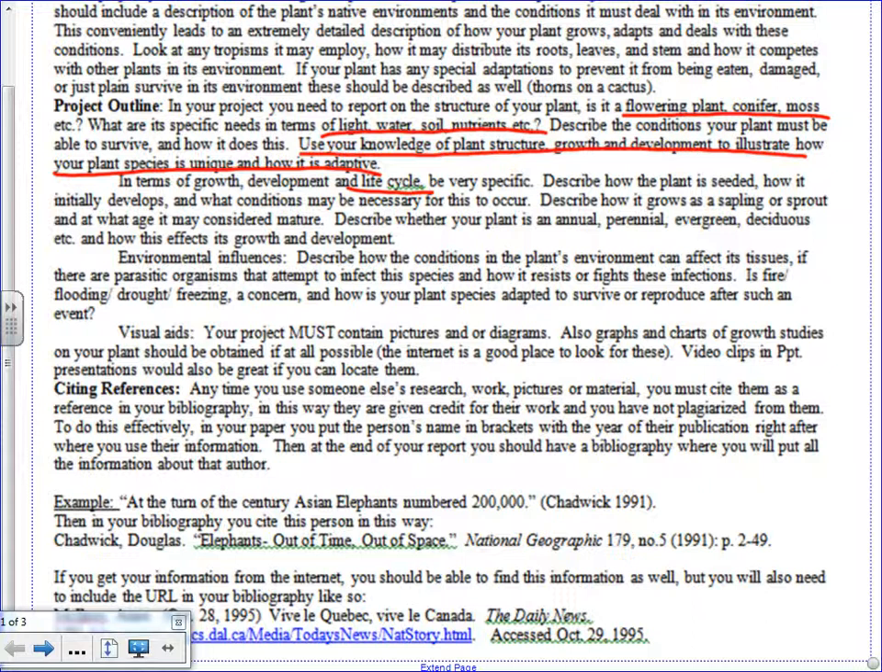Okay, environmental influences. Describe how the conditions in the plant's environment affect its tissues. Are there parasitic organisms that attempt to infect that species? How does it resist or fight those infections? Is fire, flooding, drought, freezing, etc. a concern? How does your plant species adapt or survive to reproduce after such an event?